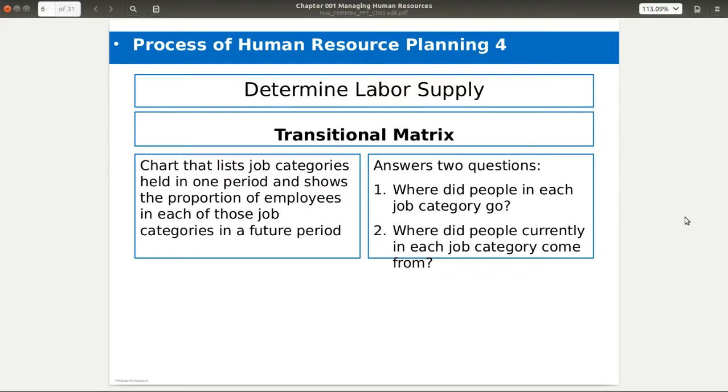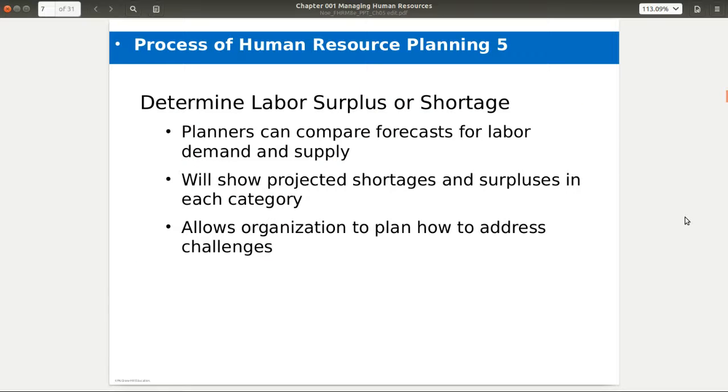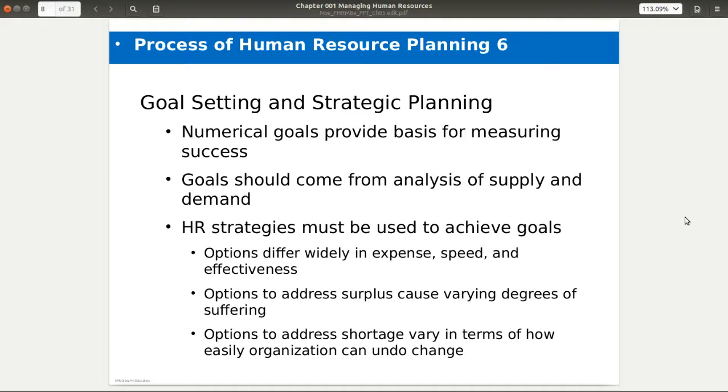Now, in the book, it had that transitional matrix, basically looking at, okay, so where were we in the past? Where are we now as far as our people are concerned? How many left? How many were promoted? That sort of thing. And so you start to think about, okay, do we have a surplus or do we have a shortage as far as people are concerned?